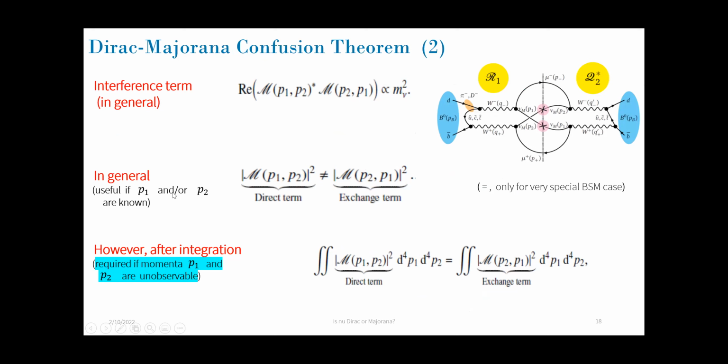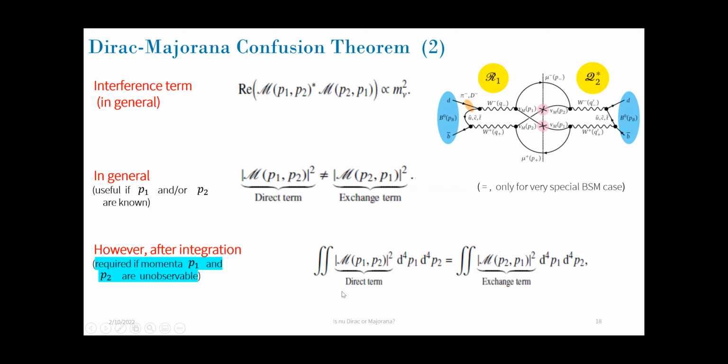Also, in general, the direct term and the exchange term are not the same. Actually, this is very important. This could happen in a very special case, a BSM case, okay? So I'm going to talk about it later. There is an equal case, but in general they are not equal. Even though they are not equal, because the neutrino is not observed presently, we have to integrate out, because you cannot see that. You cannot use this.